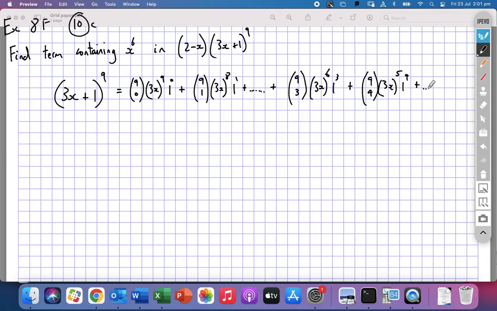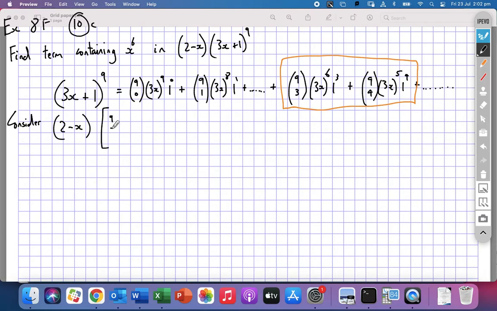However, there are 5 more terms until we get to the end. The 9 choose 9 is the last term, all right? I'm just interested in these two terms, all right? Because these are the terms that will give me x to the power of 6. And the reason for that, we just consider multiplying 2 minus x by these two terms here.